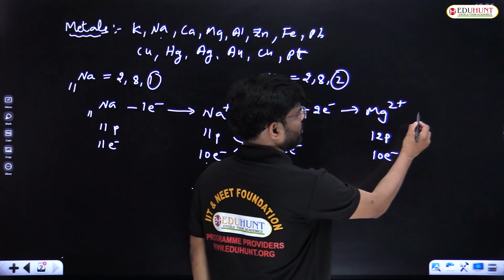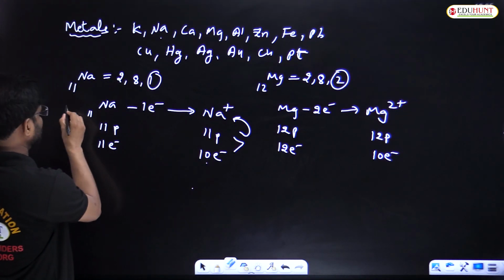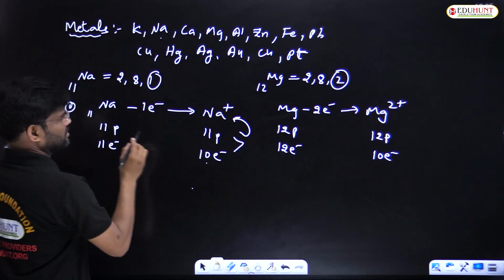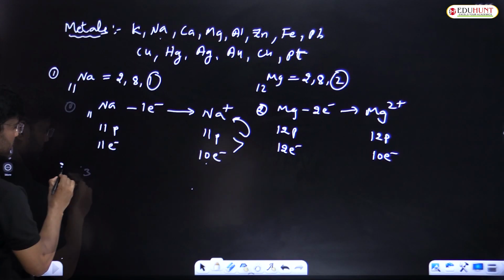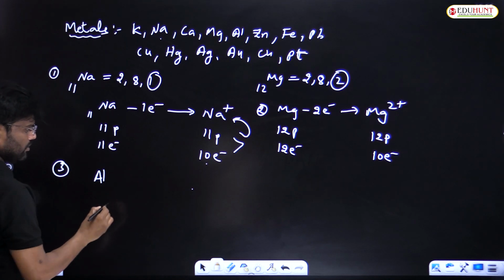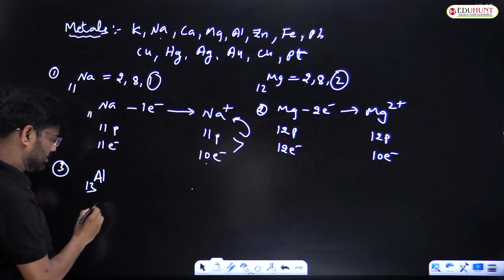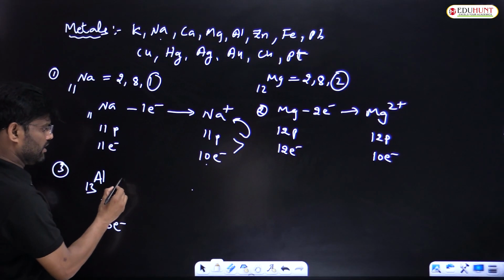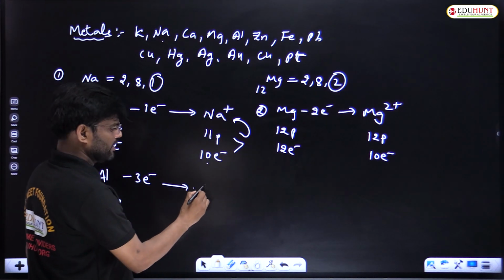So one more example, the third example, aluminium. Atomic number is 13, so 13 protons and 13 electrons. Here it loses 3 electrons to form Al plus 3.